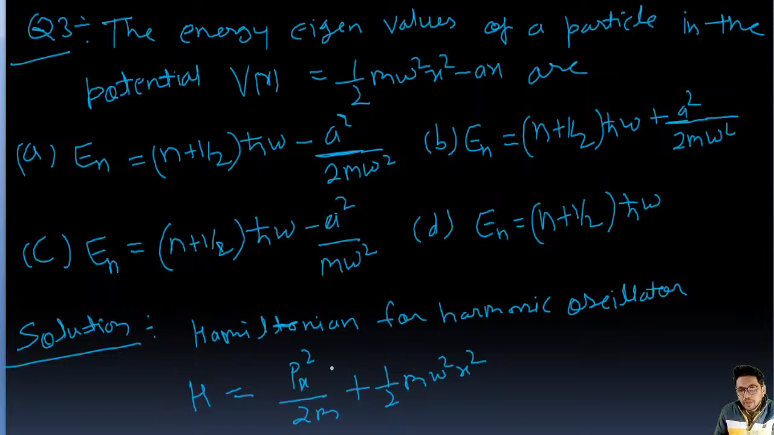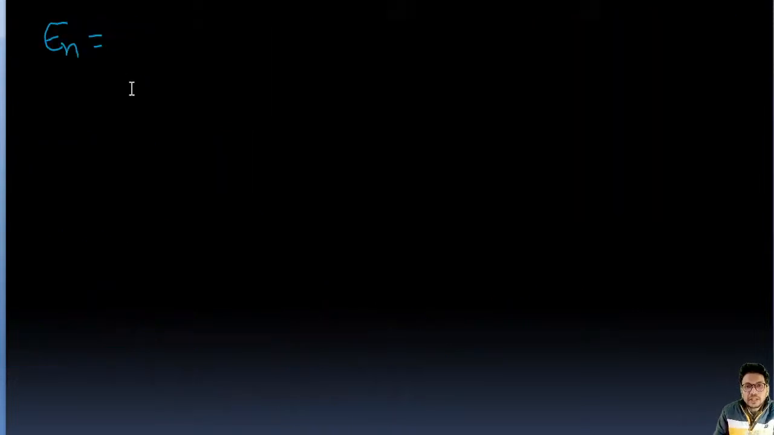If the Hamiltonian for harmonic oscillator is px square upon 2m plus half m omega square x square, this is the potential energy, that is V(x), right? But here the potential energy is half m omega square x square minus ax, not this one. If this is the one, in that case the energy eigenvalue is, we know, En equal to n plus half h cut omega, right? That's what we know.